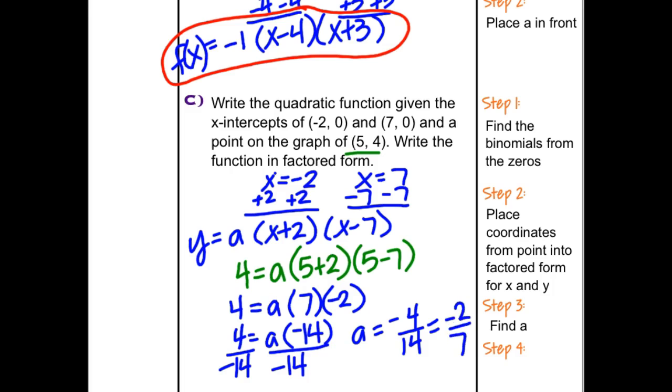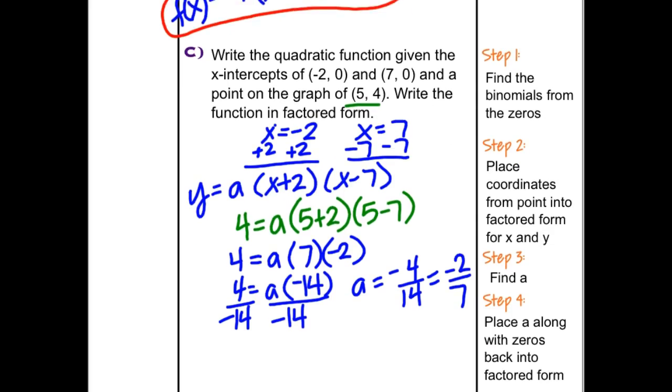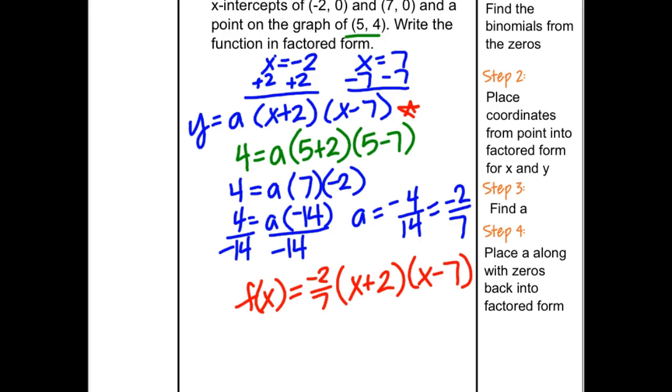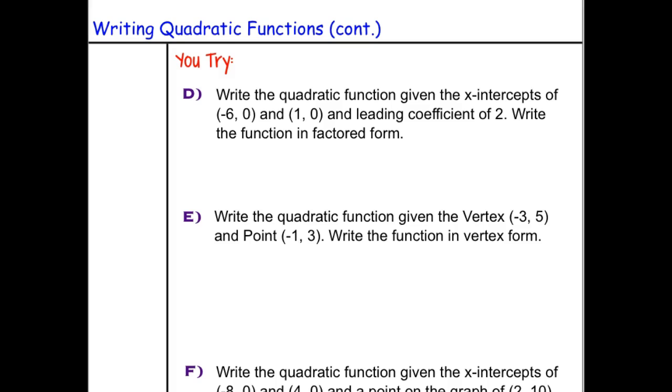So then my final step is going to be to place a along with the zeros back into factored form. So we've got my f of x, or y, and a is negative 2/7, and then I have x plus 2, x minus 7 from up here. And this is my form. So now, what I need you to do is, as you guessed it, practice.